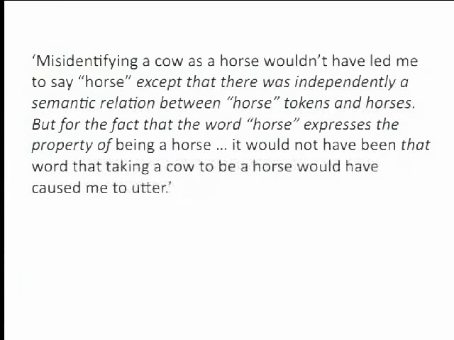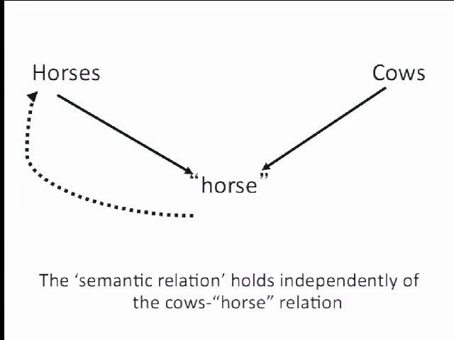So the key point is that meaning relation, that reference relation, the semantic relation is there. But for the fact that the word horse expresses the property of being a horse, but for the fact that there's that semantic fact about horse, it would not have been that word that taking a cow to be a horse would have caused me to utter. So it's very clear when he's explaining this that this actually appeals to facts about semantics. When you're explaining what the asymmetric dependence is, you actually are talking about something that has to do with semantic relations. His point is the semantic relation between horse and horses holds independently of the cow's horse relation.